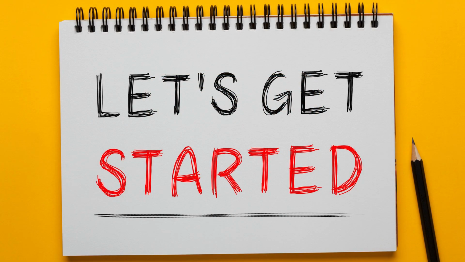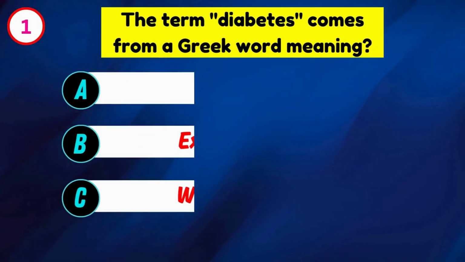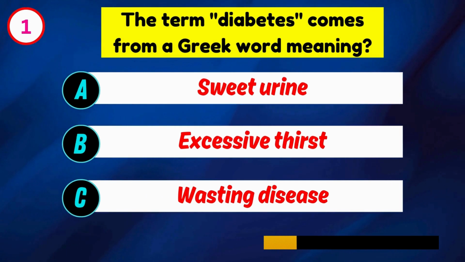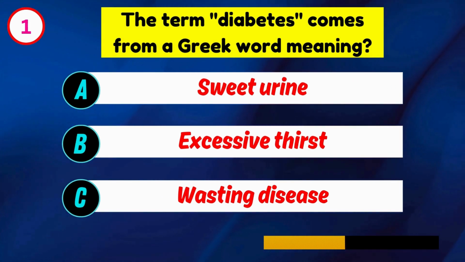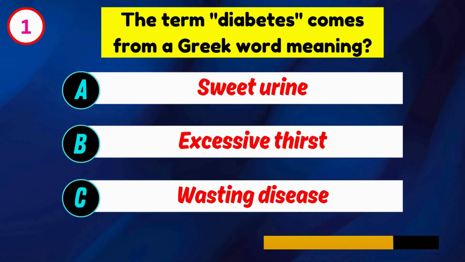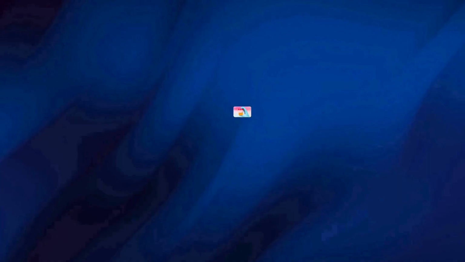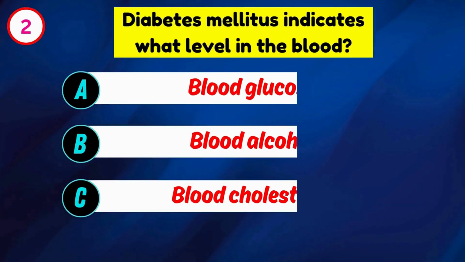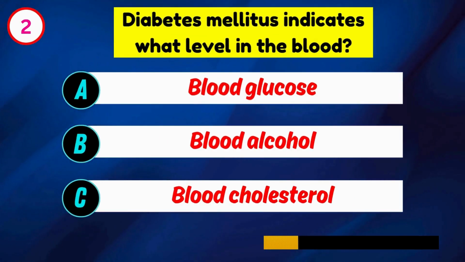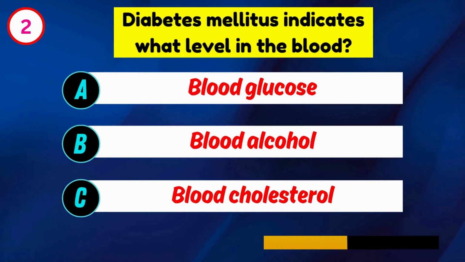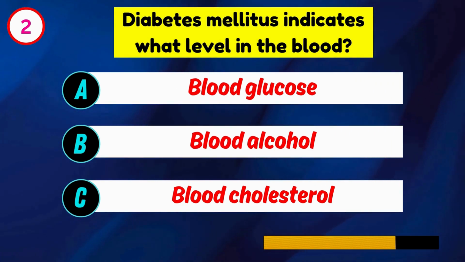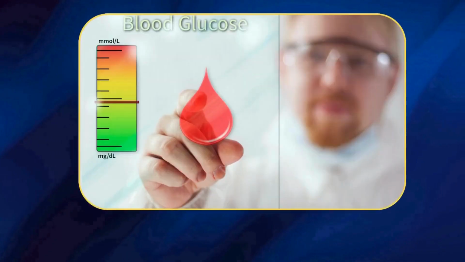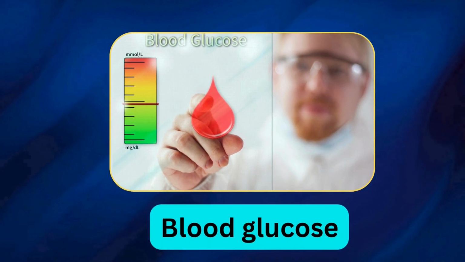So, let's get started. The term diabetes comes from a Greek word meaning sweet urine, excessive thirst, wasting disease. Sweet urine. Diabetes mellitus indicates what level in the blood? Blood glucose, blood alcohol, blood cholesterol. Blood glucose.